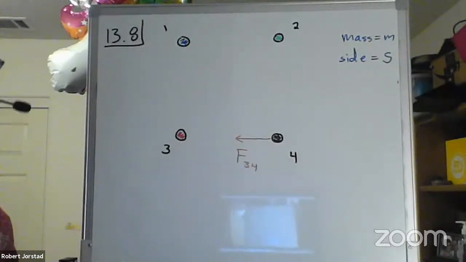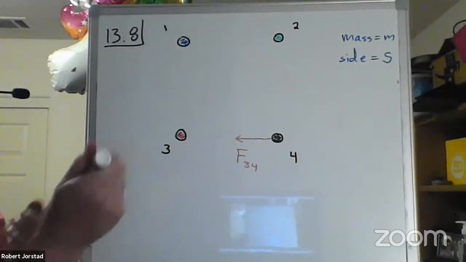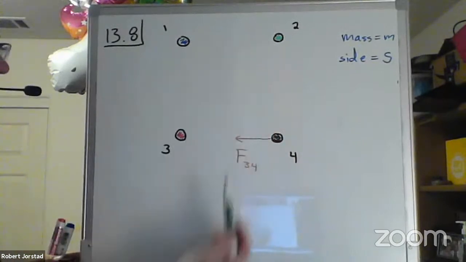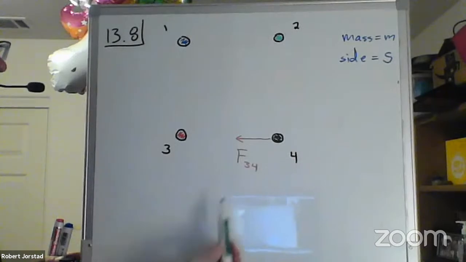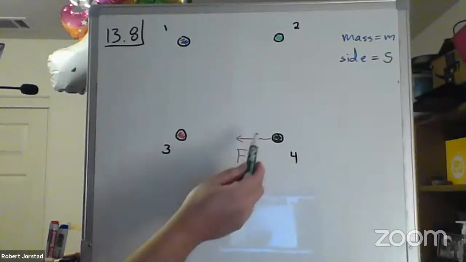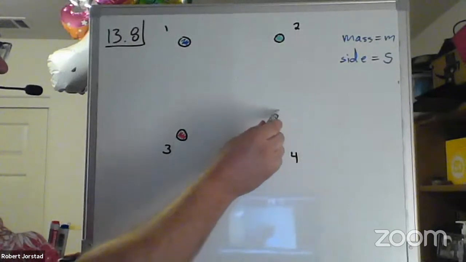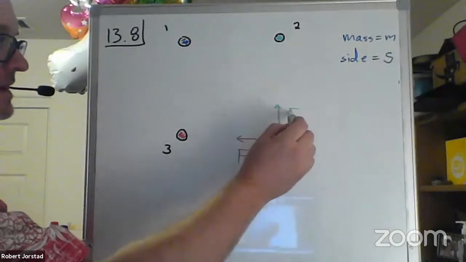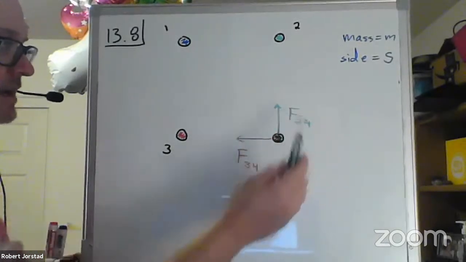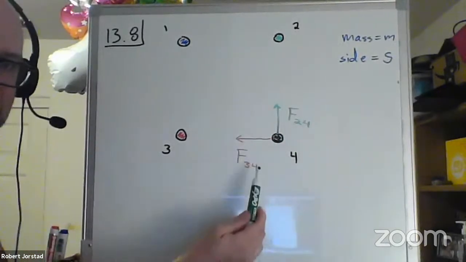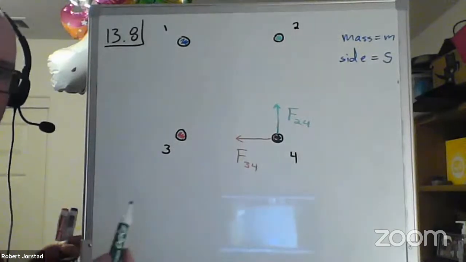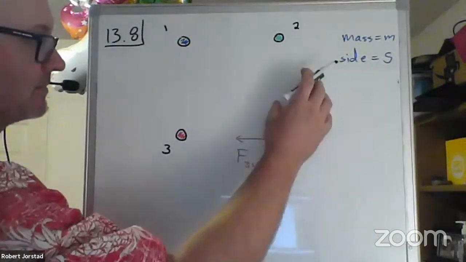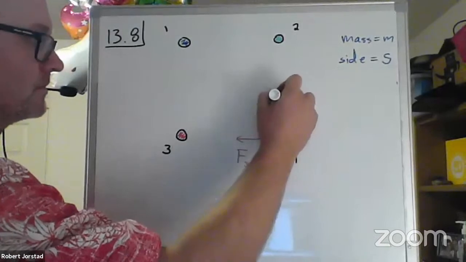Now, how about mass 2? Straight up. Do you think it's bigger or smaller than this F34? Should be the same. Okay. By symmetry, it's the same. That could be useful later, right? Notice if I can calculate one of these magnitudes, I've got the other one. That's the kind of stuff you could do to save yourself some effort.